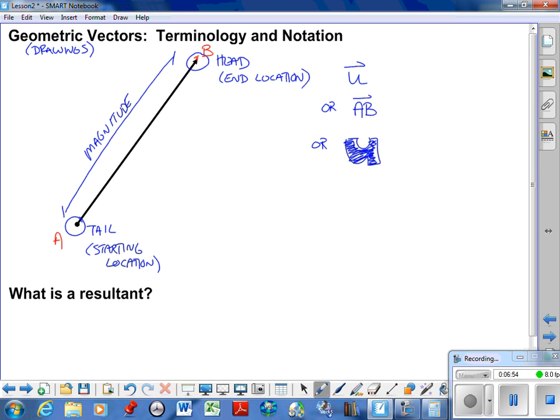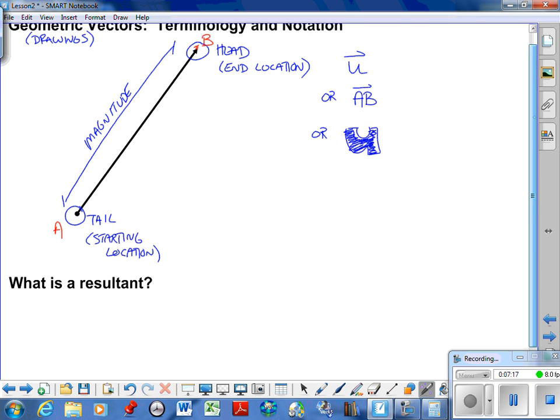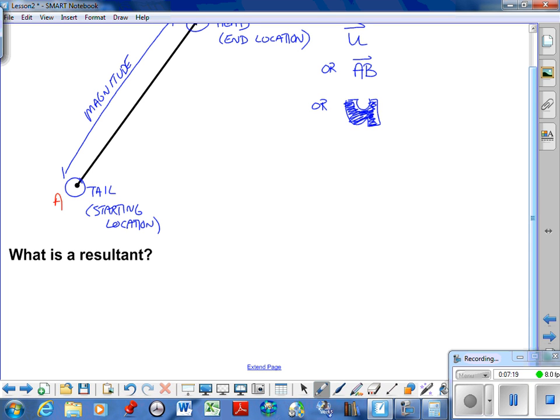Okay, so there is our geometric drawing of a vector. If you're going to give directions to someone, how do I get from high school to your house? You're giving them vectors. You're telling them go this way for 3 blocks, then you turn left and go. As soon as you give a direction, you are giving out vectors. So, what is a resultant?